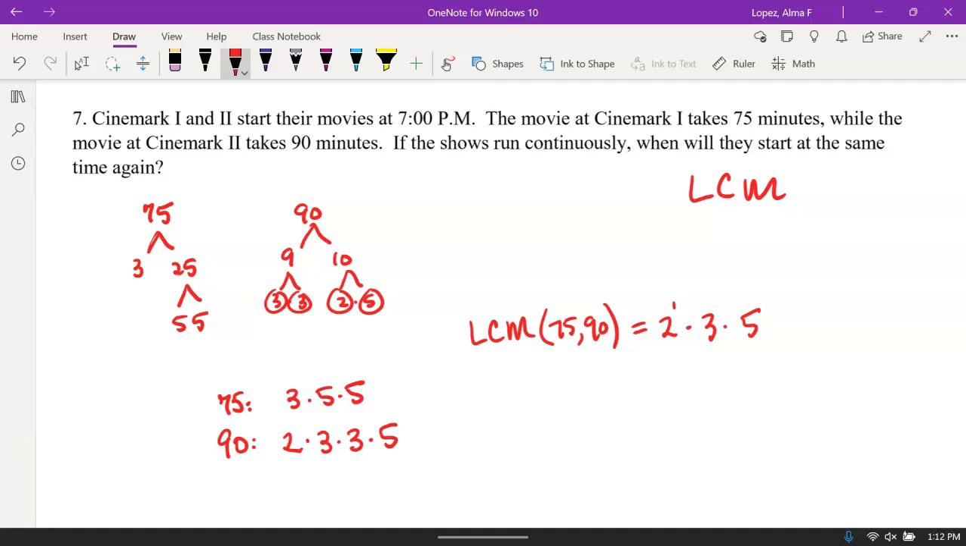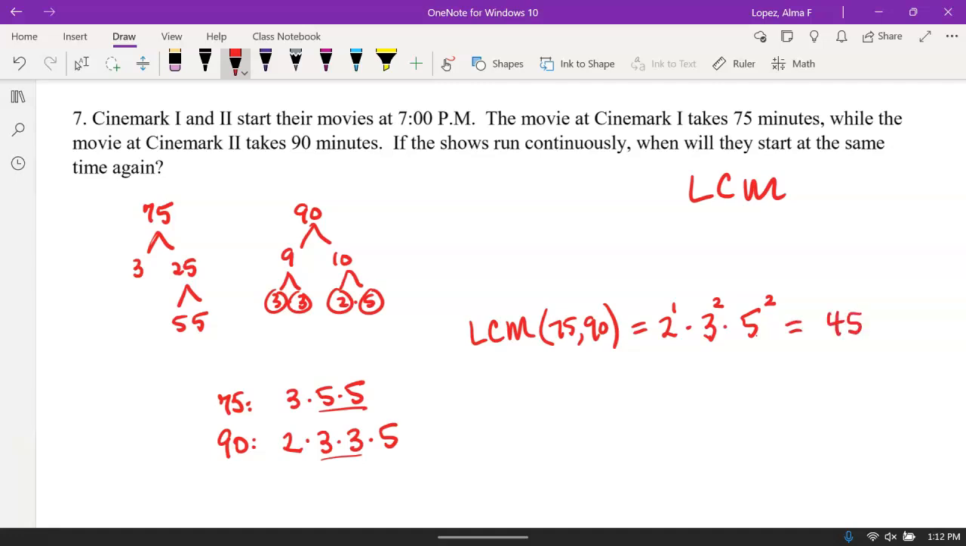I see 1, 2. Then you do it for the 3. What is the largest number of 3s that you see in either list? I see 2 3s. What is the largest number of 5s you see in either list? I see 2 5s. So the least common multiple will be 2 times 3 squared times 5 squared.